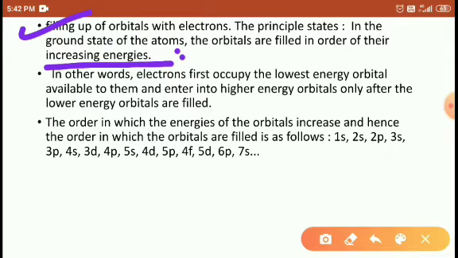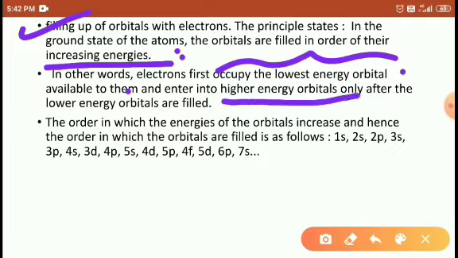So what does this Aufbau principle indicate? It explains that electrons must be filled in increasing order of energy. In other words, the electron first occupies the lowest energy orbital available to it, and the next electron enters the higher energy orbitals, right students?